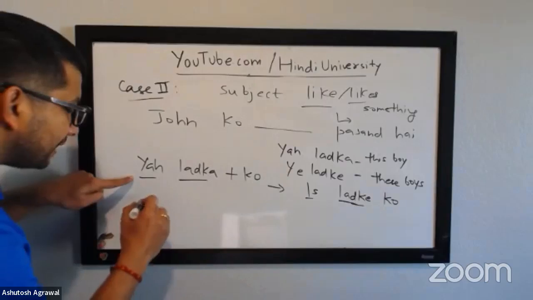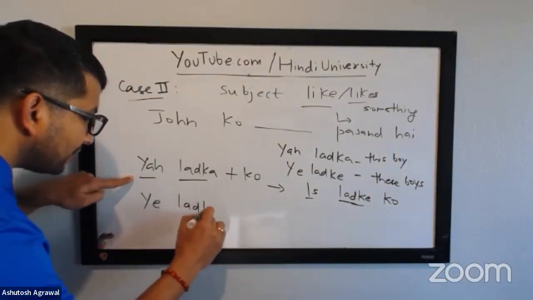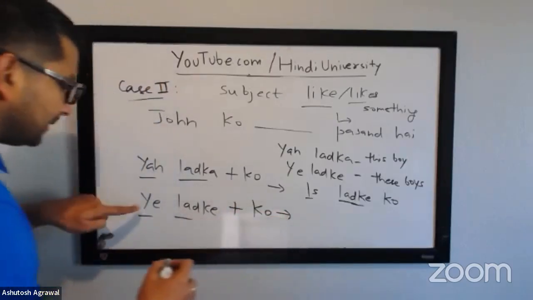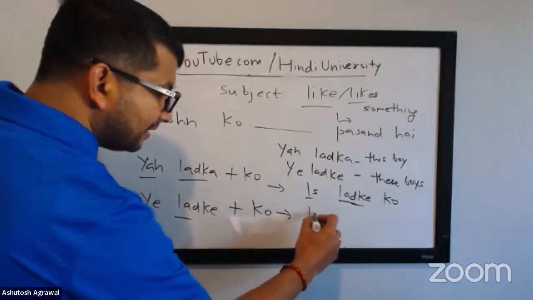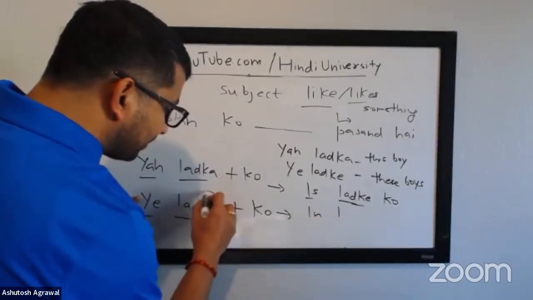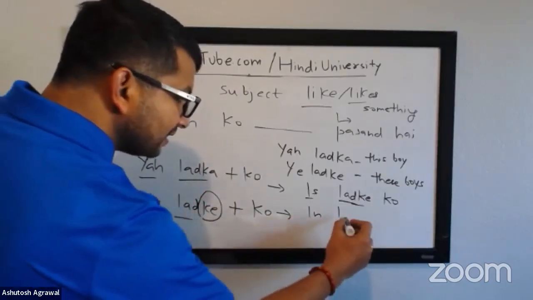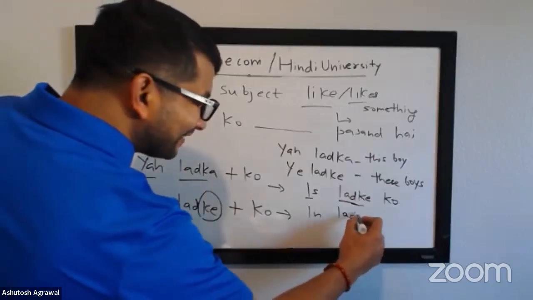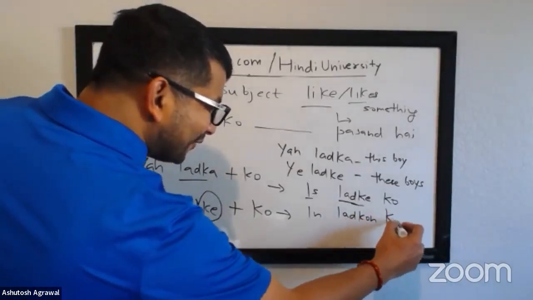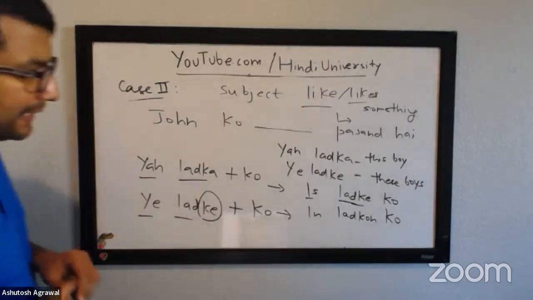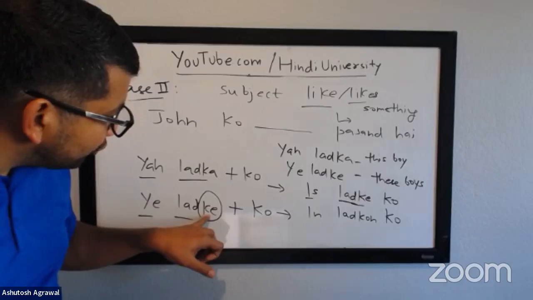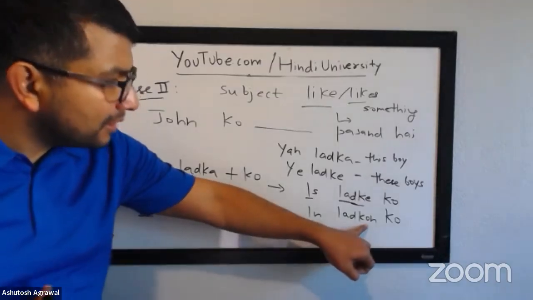Now you have ye ladke. So far, so good. Ye ladke, these boys, and you have ko after that. You want to write it out? It will become in ladke ko. Ladke is already here, so what's the oblique case of ladke? Oh, ladkiyan. Am I wrong about that? Ladko. Very good. In ladko ko. Okay. Yeah, so thank you. Hopefully it is clear, right? Basically, when you have masculine plural, the oblique becomes ladko.